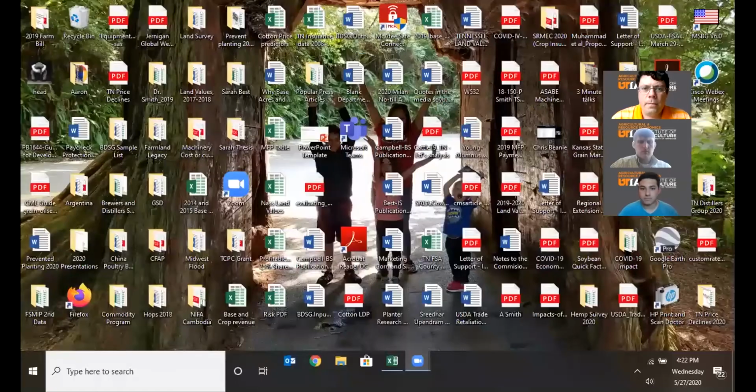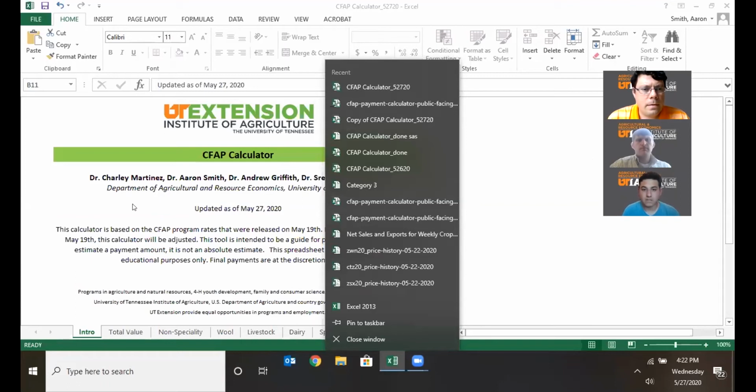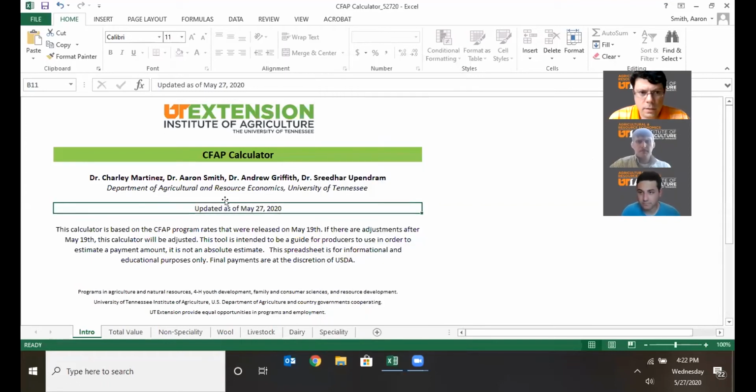I'm going to share my screen so people can see the calculator. Then I'm just going to quickly step through a quick example. Can you guys see that? All right, well, what I'm going to do is step through how we've set up this Excel spreadsheet to help producers estimate what their CFAP payments will be.